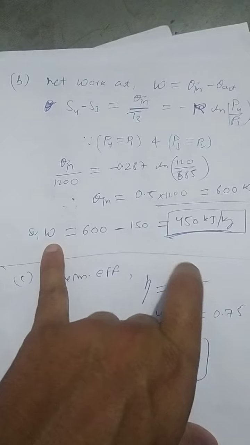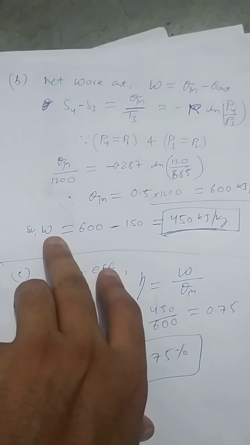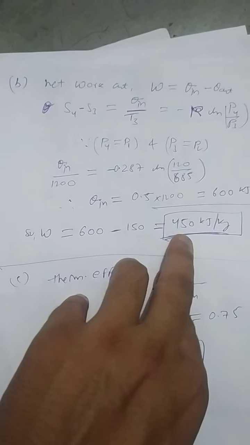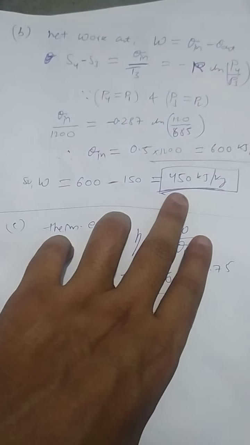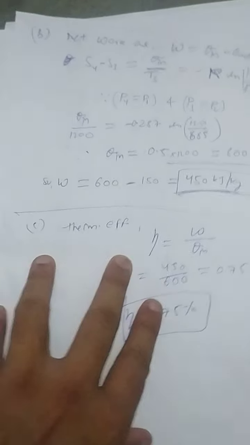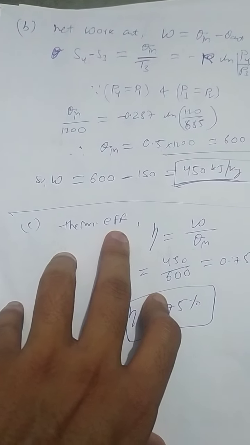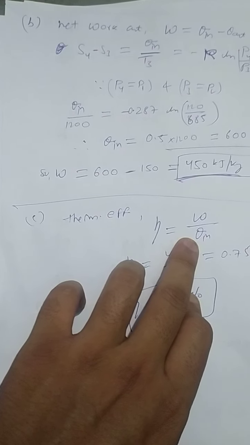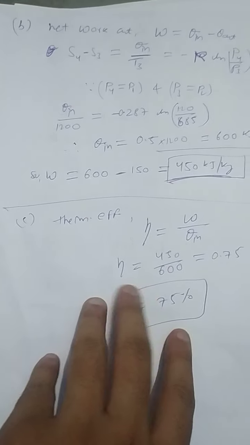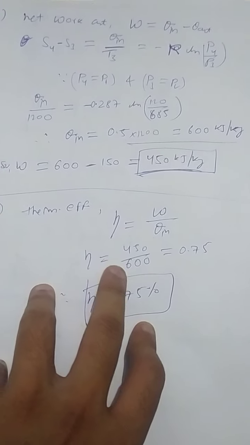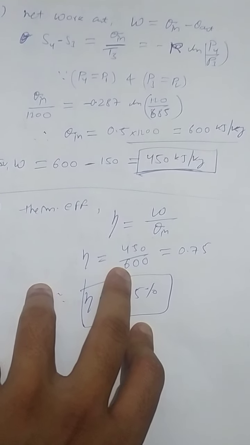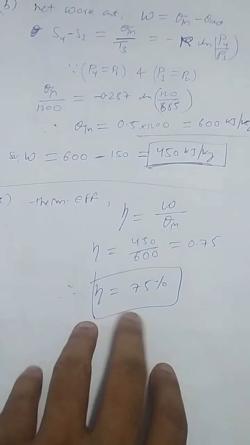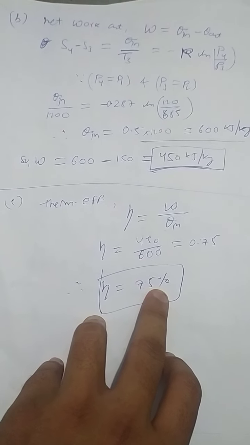So the net work produced would be Q in 600 minus Q out 150, which is 450 kilojoule per kg. Now the third thing we have to find is thermal efficiency. It's simple. Thermal efficiency is net work produced over net heat input. Net work produced is 450 kilojoule per kg. Net heat input is 600 kilojoule per kg. Dividing, we get 0.75. So 75% would be the thermal efficiency of the cycle.